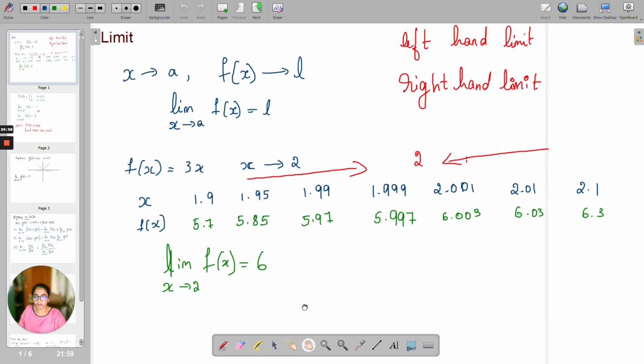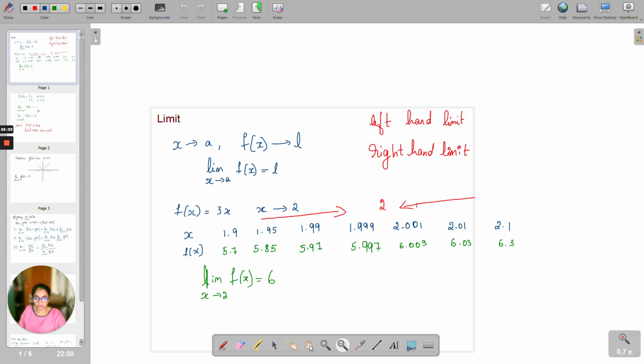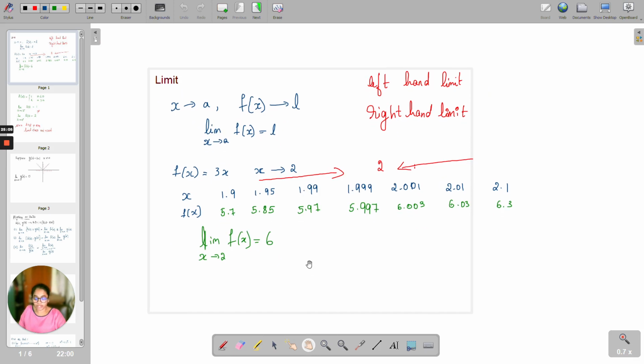We studied something about limits. What is a limit? As x tends to a point, for any point of a function, we observe what is happening to that function as x approaches that point. What was the left hand limit? The points approaching the limit point.